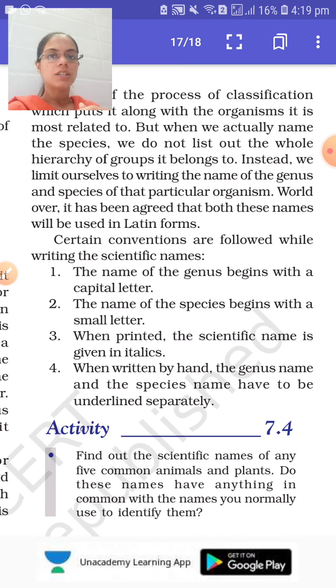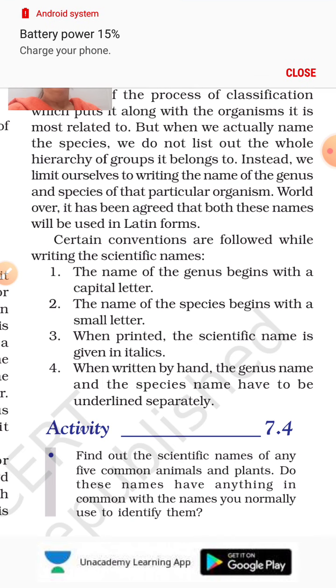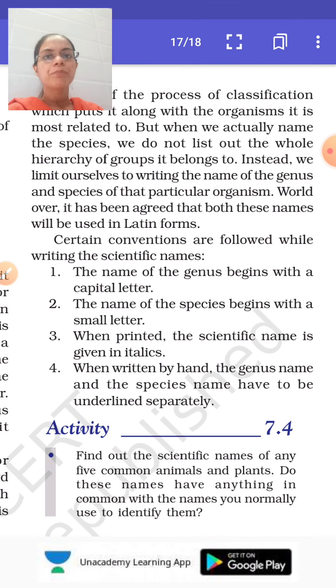But what is genus? If there are some dissimilarities, even though they have one or two similarities, they are placed in one group, which is known as genus. You will learn this in detail in standard 11. The first chapter is all about this topic.